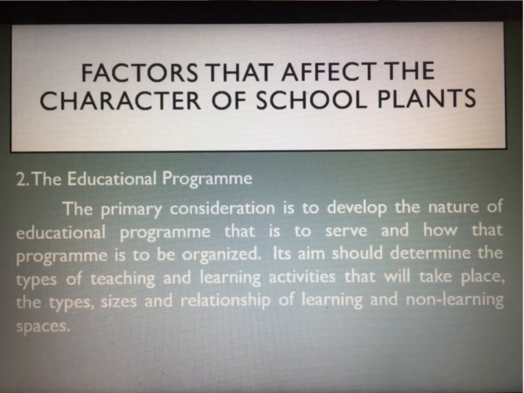Second factor, we have the educational program. Now, in the educational program, the primary consideration here is to develop the nature of educational program, that is to serve, and how the program is to be organized. Now, the aim of the educational program, its aim and objectives, will determine the types of teaching and learning activities that will take place, the type, the sizes, and the relationship of learning and non-learning spaces.